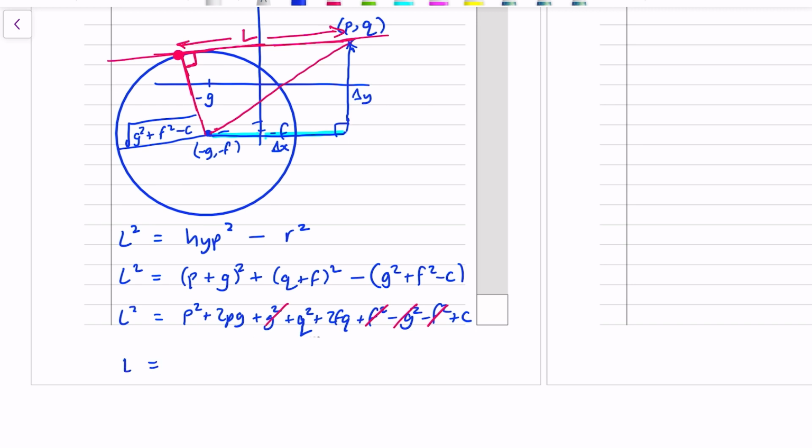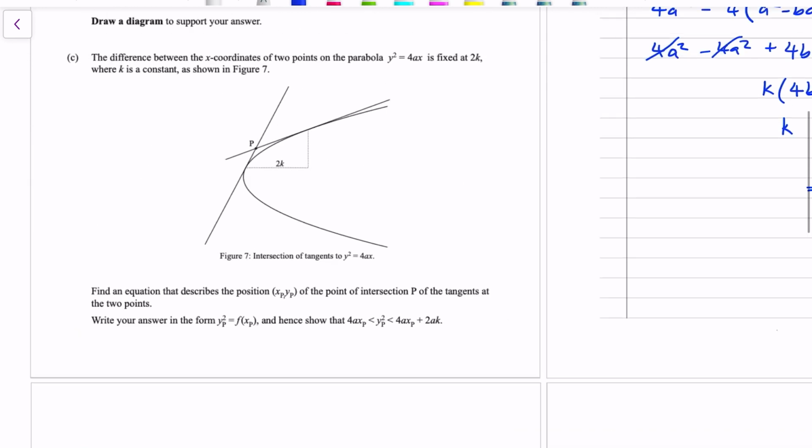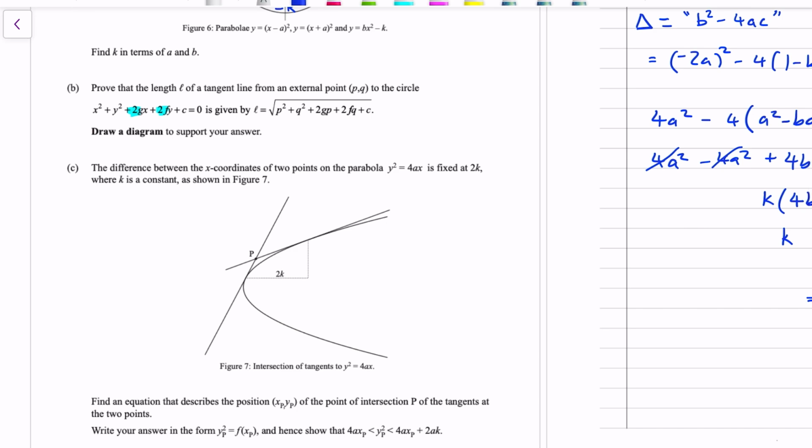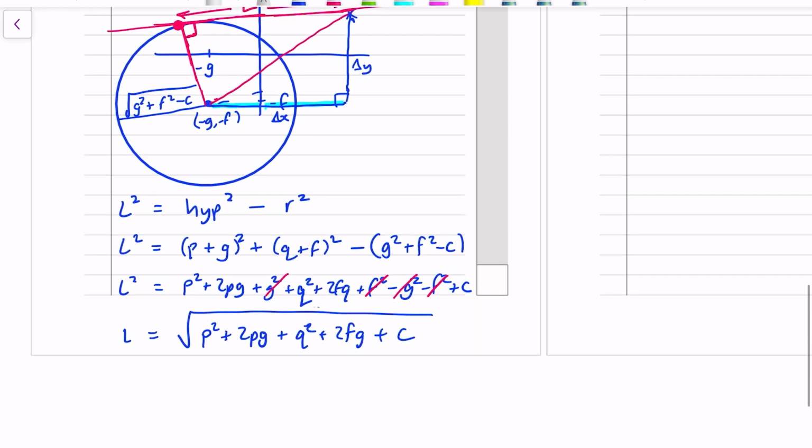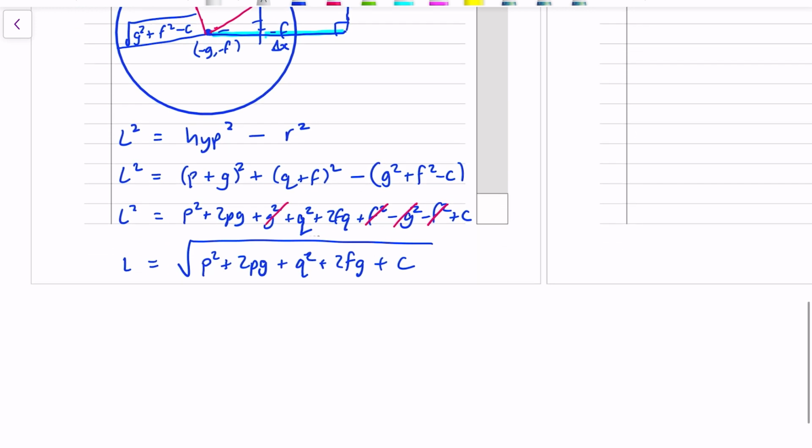The length is equal to the square root of p squared plus 2pg plus q squared plus 2fq plus c. And I believe that's the answer. p squared, q squared, 2gp, 2fq, and a c. Perfect.